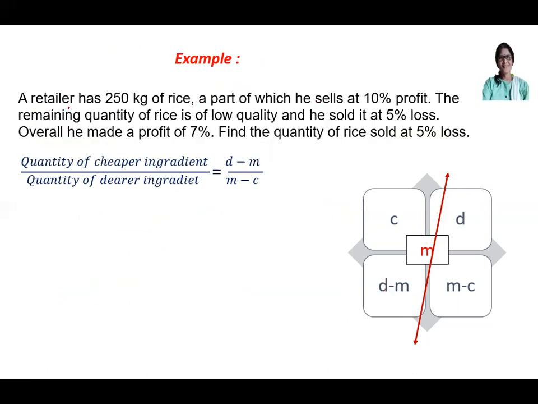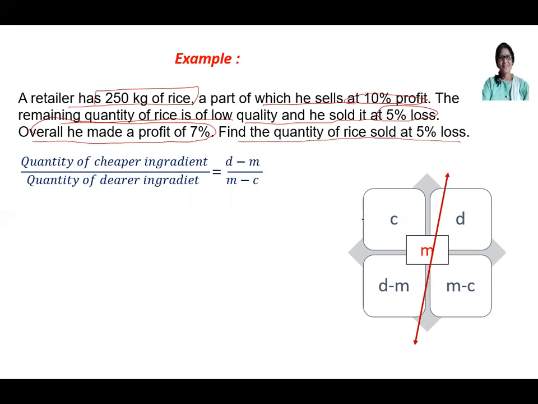Next, a retailer has 25 kg of rice, a part of which he sells at 10% profit. The remaining quantity of rice he sold at 5% loss. Overall, he made a profit of 7%. Find the quantity of rice sold at 5% loss.